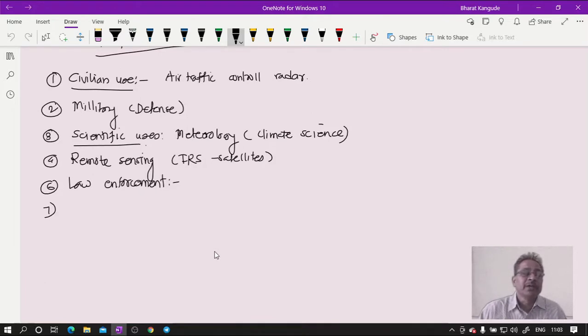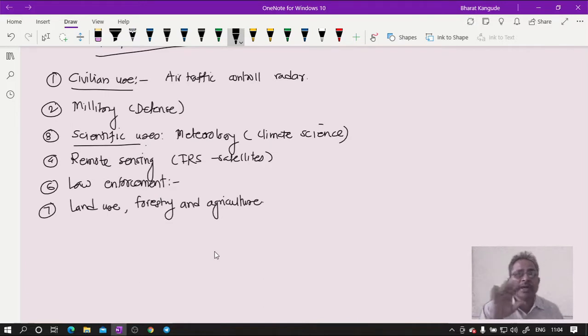So 7th is land use, forestry and agriculture. Large applications are there, and again all these things are done with the help of satellites. Land use pattern means government authorities are not needed to go anywhere to survey how many crops there are, for example in western Maharashtra, how many hectares of sugarcane have been produced.